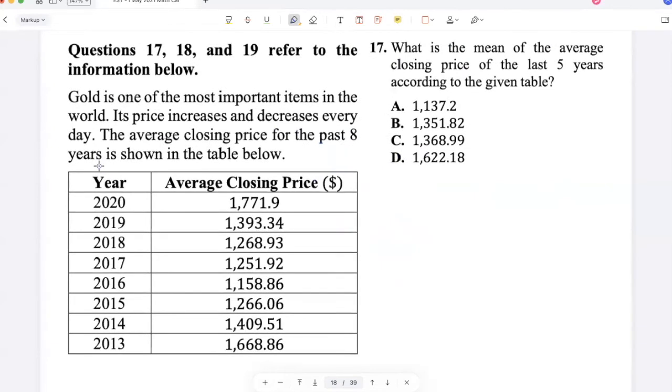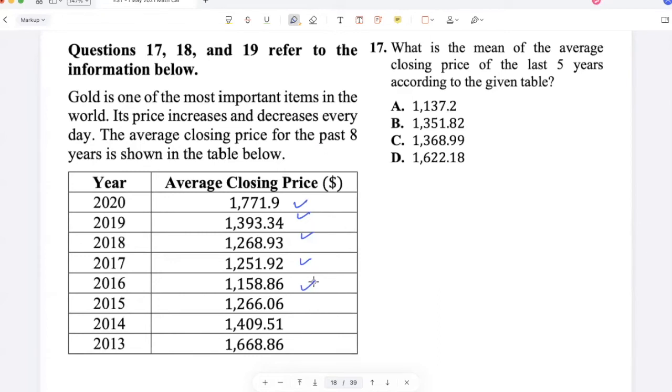Okay, gold is one of the most important items in the world. Its price increases and decreases every day. The average closing price for the past 8 years is shown in the table below. What is the mean of the average closing price of the last 5 years according to the table? Last 5 years. So 1, 2, 3, 4, and 5. Okay. So let's just plug this into the calculator.